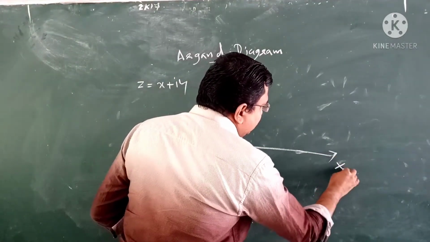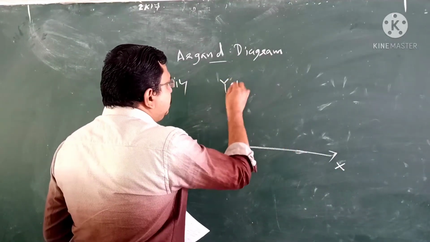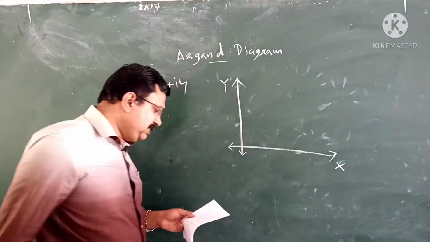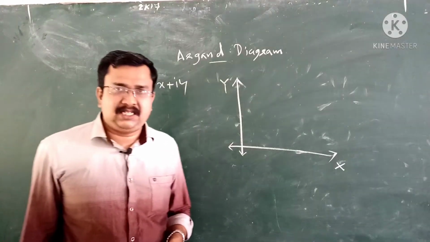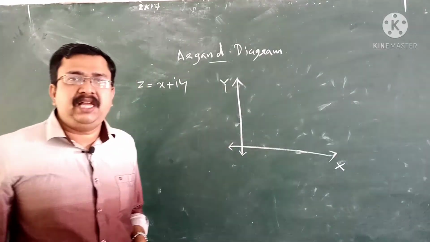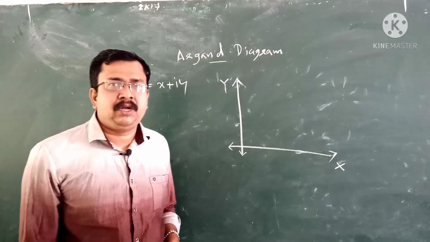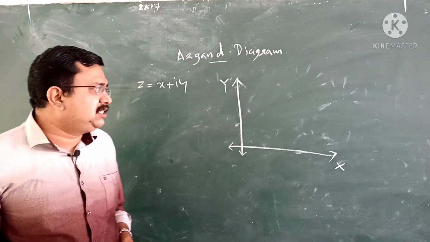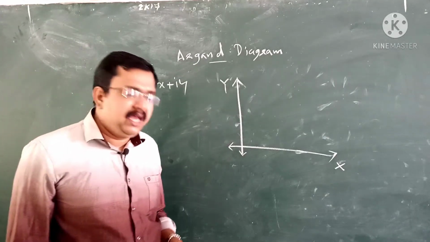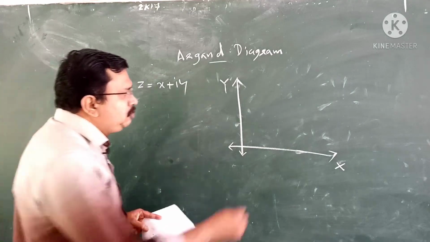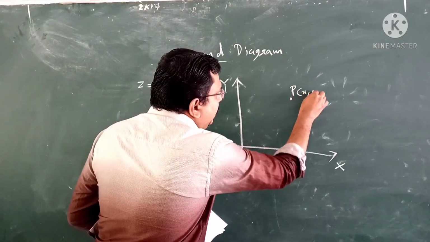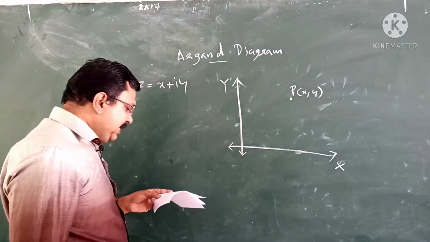Here is the x-axis. Here is the y-axis. This x-axis is called the real axis and the y-axis is called the imaginary axis. Remember that x-axis is called the real axis and the y-axis is called the imaginary axis. Suppose that the point P is here, P(x, y).